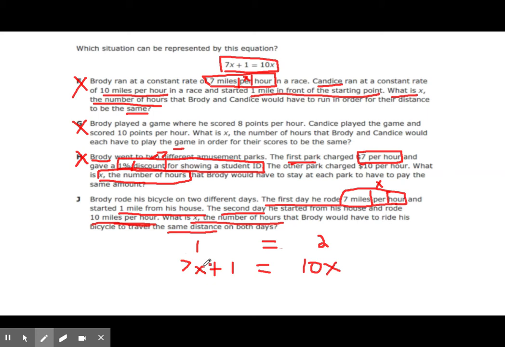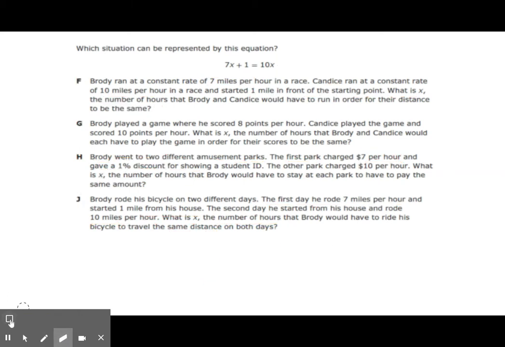So we have 7 times x plus 1 equals 10 times x. Does that match what we have up here? It does. So our answer is J, or D. All right. Whew, that one was fun.